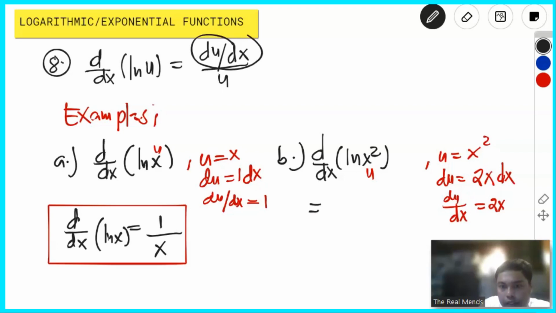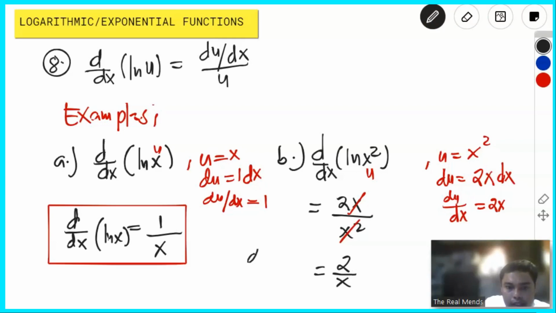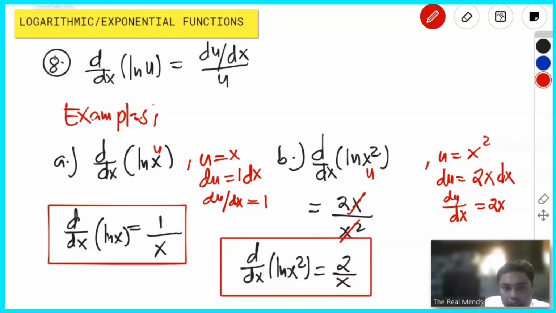our du over dx, that is just 2x over u. Our u is x squared. So from that, we have x squared, and then cancel out the variable x. So we have 2 over x. Okay, so that will be the answer to get the derivative of ln of x squared. So that's how you get the derivative of the logarithm of a variable. Okay, next, to proceed to formula number 9.